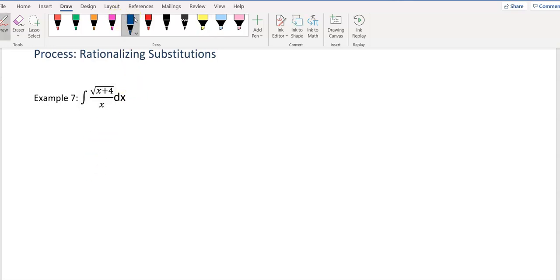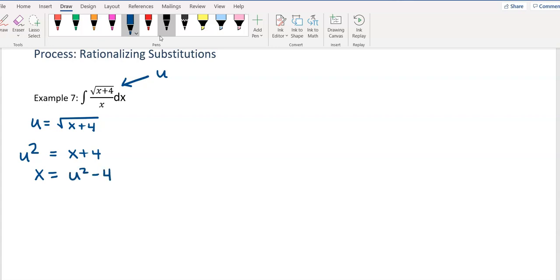Okay, so as you can see, we do have something of that form. In this case, we have a square root of the function x plus 4. So that is what we're going to set our u equal to. So we're going to have u equal to the square root of x plus 4. And if we square that, we would get x plus 4, right? What's the inside of the square root? And then we can solve that for x. So we'll have that x is equal to u squared minus 4.